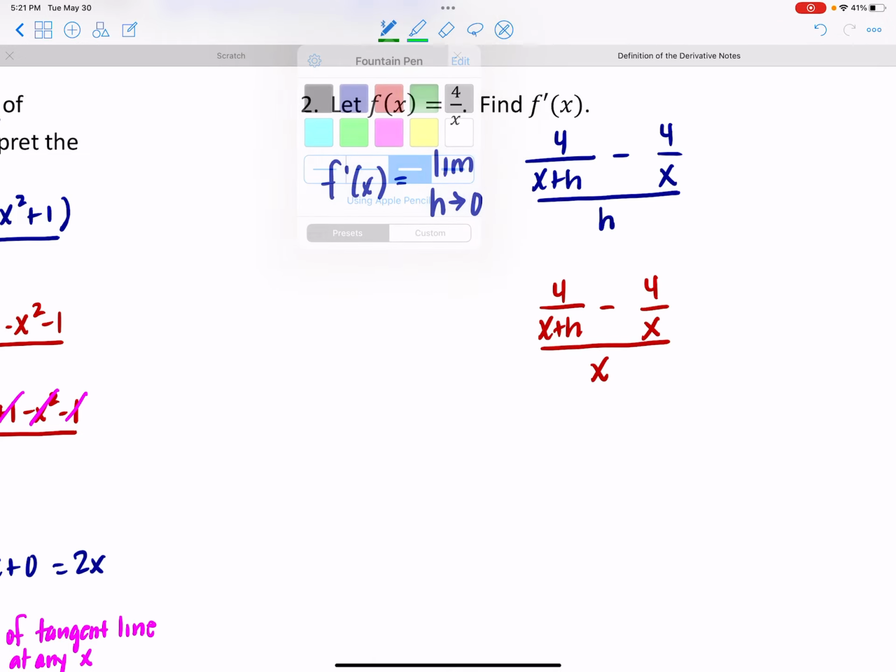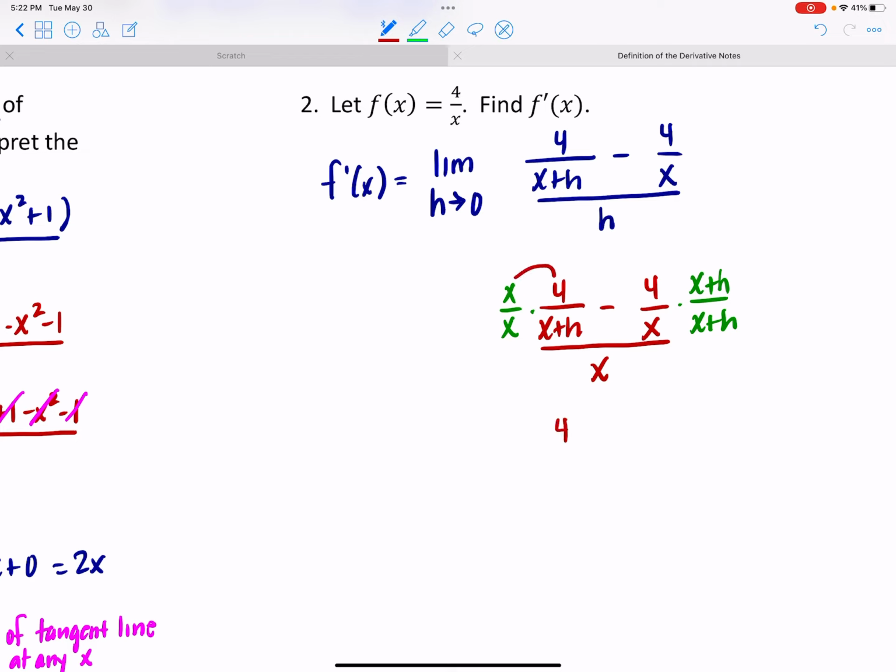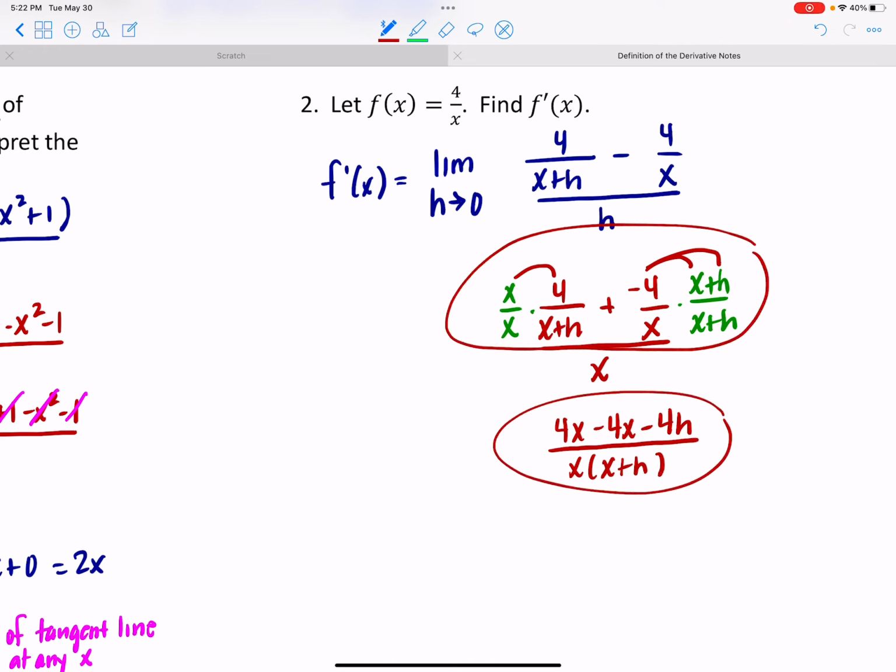I need a common denominator to do the subtraction, so I'm going to multiply here by x and multiply here by x plus h. And now my denominators match. They both have a factor of x and x plus h. So we're looking at 4x here, and then minus 4x and minus 4h here. And that's going to go over our common denominator, which is x times x plus h. So there's this. Okay, this becomes this one fraction with the common denominator.